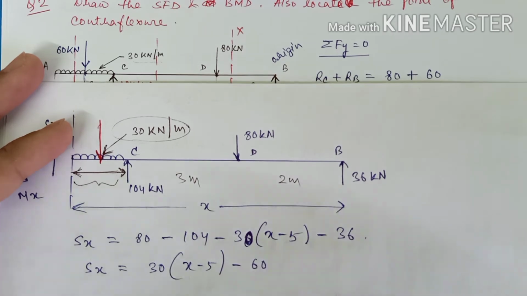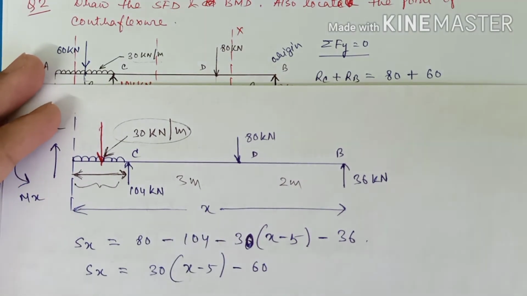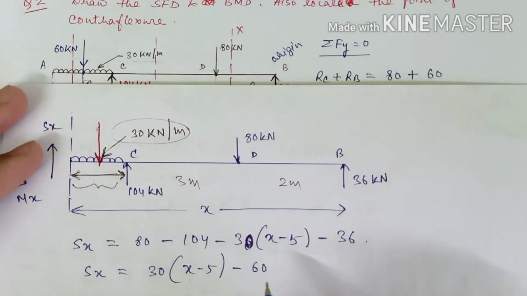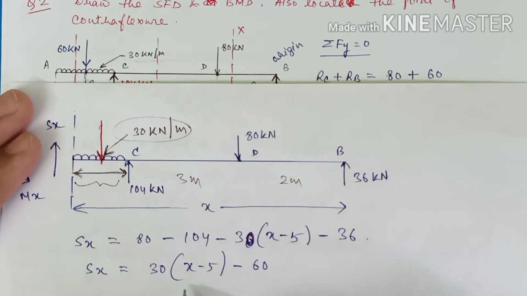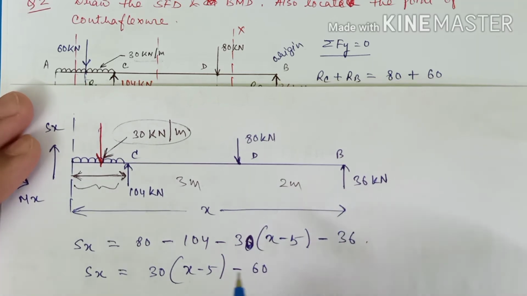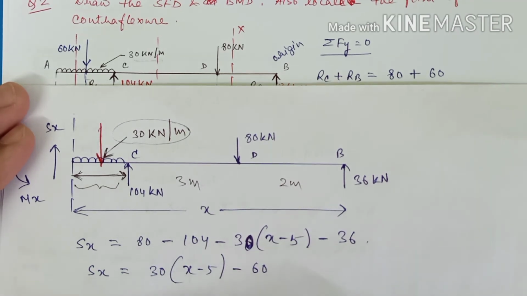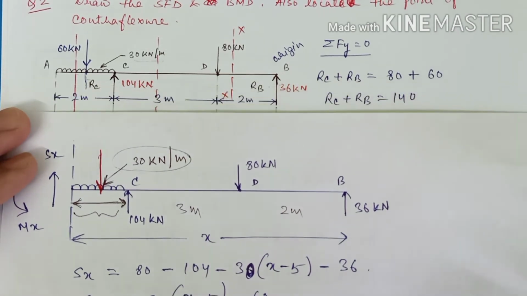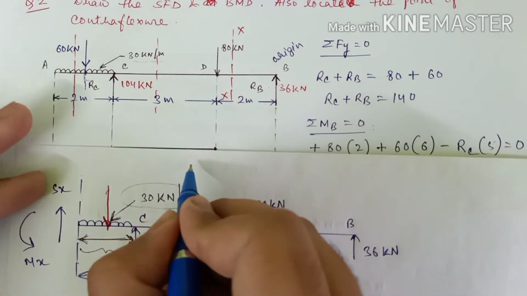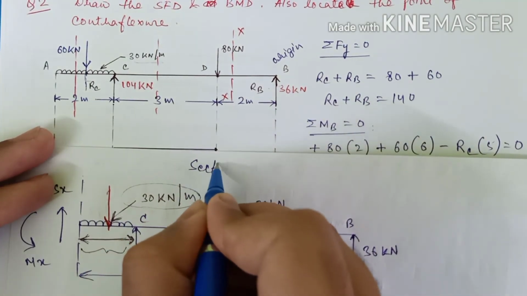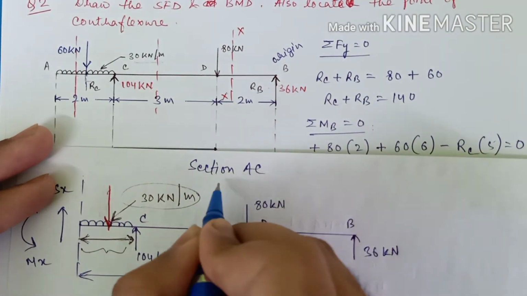Now if you solve this, you will get somewhat like this: 30 times x minus 5, minus 60, right? So now see, this shear force is basically dependent on the value of x. So we have to individually find out the value of shear force at section A and C. I have not written the section, sorry. This is basically section AC we are considering.